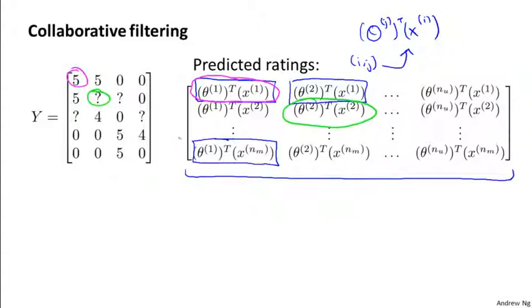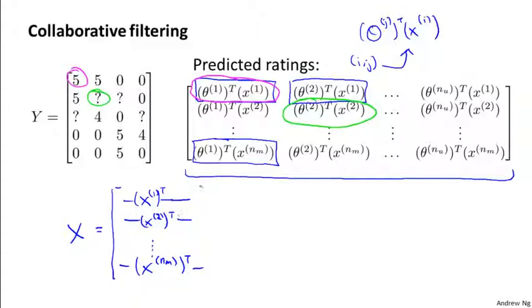Now, given this matrix of predicted ratings, there is a simpler, vectorized way of writing this out. In particular, if I define a matrix X, just like the matrix we had earlier for linear regression, to be x1 transpose, x2 transpose, down to x of nm transpose, I'm going to take all the features for my movies and stack them in rows. So if you think of each movie as one example, we stack all of the features for the different movies in rows.